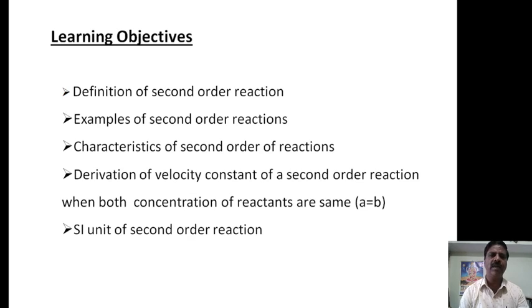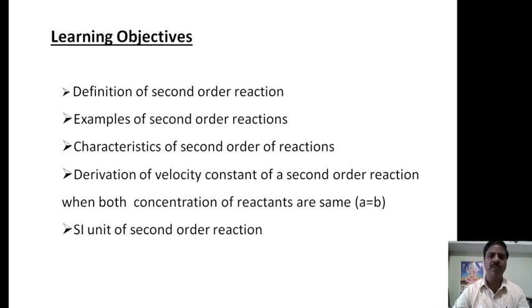The first learning objective is the definition of second order reaction. Therefore, you have to know the meaning of second order reaction. Then after knowing the meaning, you have to be able to know the examples of second order reactions. Third one is characteristics. What are the properties or characteristics of second order reactions?